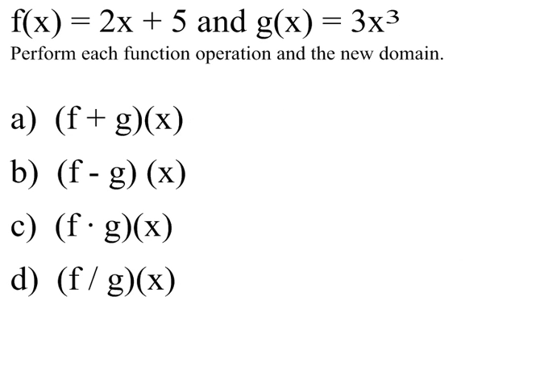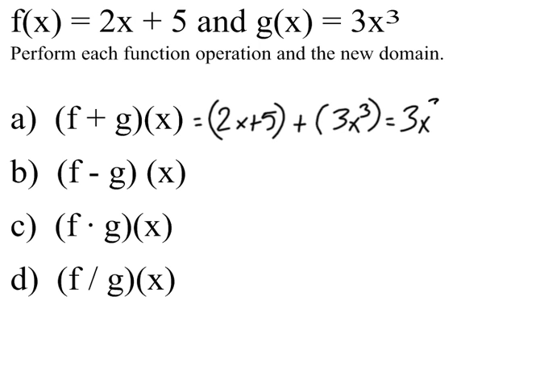Let's try that with some different types of functions. This time we're going to do f plus g of x. F comes first. 2x plus 5 is going to get added to g, 3x cubed. Since none of these things are like terms, let's just make sure we put it in standard form. 3x cubed comes first, plus 2x plus 5.